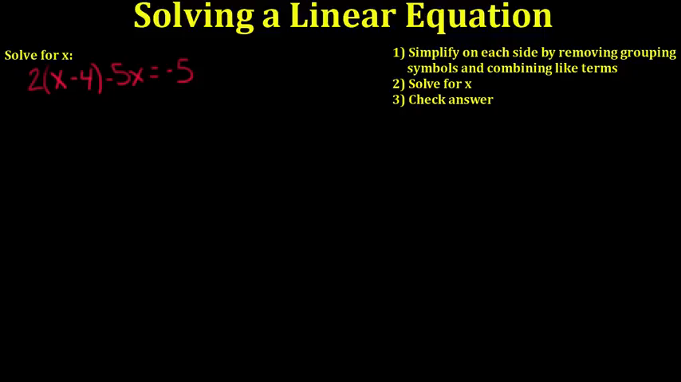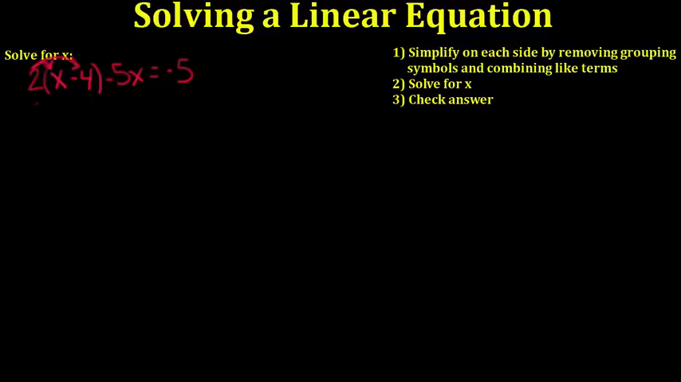We have 2 times x minus 4 minus 5x is equal to negative 5. So our first step is to simplify each side by removing the grouping symbols. So we'll want to find our innermost parentheses and work outward. So we need to distribute this 2. So we'll have 2 times x and then 2 times negative 4.